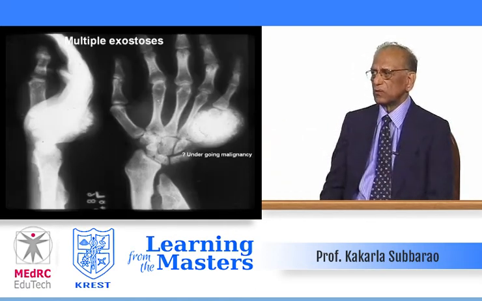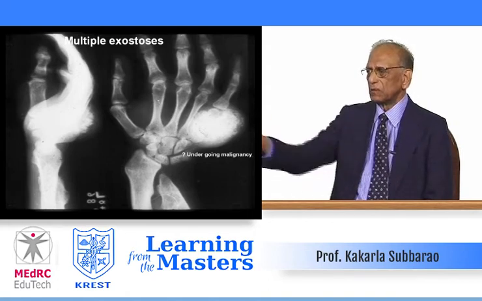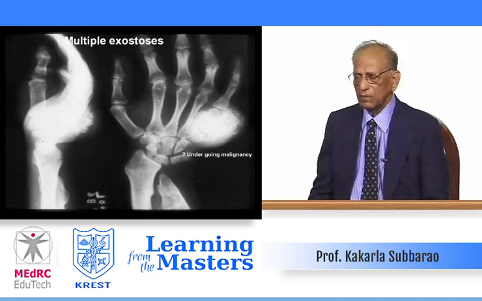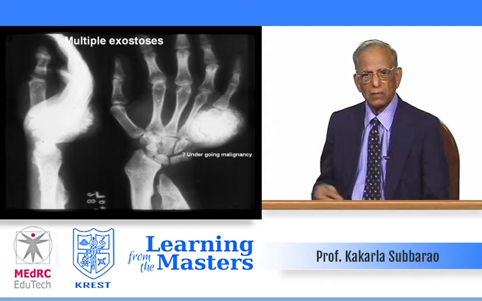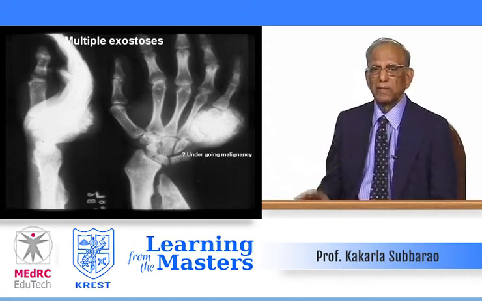Again, multiple exostosis. Look at that chondroma in the fifth metacarpal, marked calcifications. It is multiple, and again a Madelung deformity, but that particular mass and chondroma is producing massive calcifications and potential for malignancy.